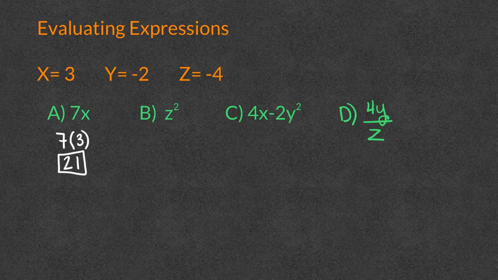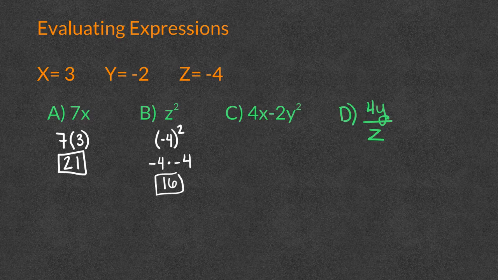Let's take a look at letter B. Letter B says z squared. So what we're going to do is take the value for z, which is -4. We're going to plug it in using parentheses and then square it. So here we're going to plug in that -4 in parentheses and square it. Now when we're taking -4 squared, what that means is simply -4 times -4. And a negative times a negative is a positive. So we're going to think of this as 4 times 4, which is equal to 16.